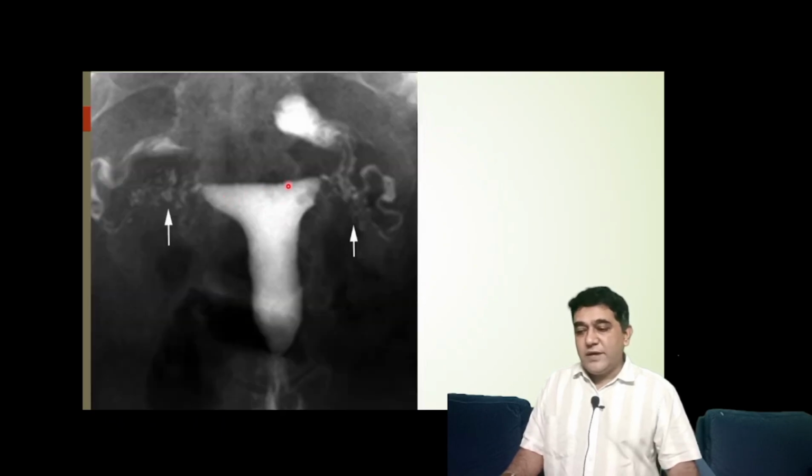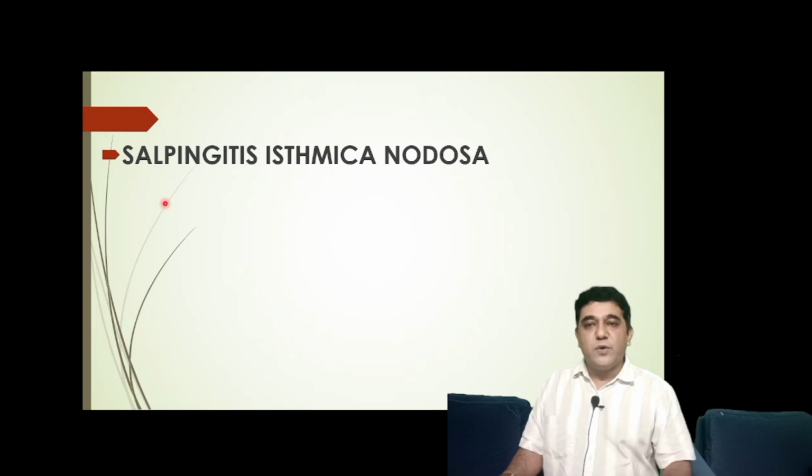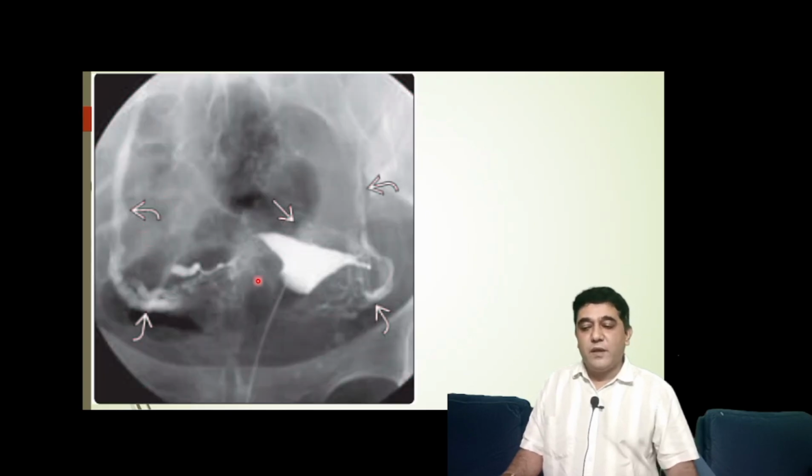In this radiograph, we can see a smooth, well opacified uterine cavity, and on either side, the isthmic portions of the fallopian tube show numerous diverticular outpouchings. So both of these are cases of salpingitis isthmica nodosa. Coming to the next spotter.